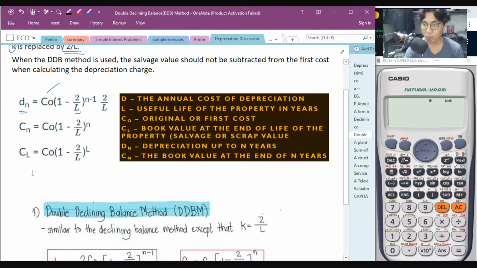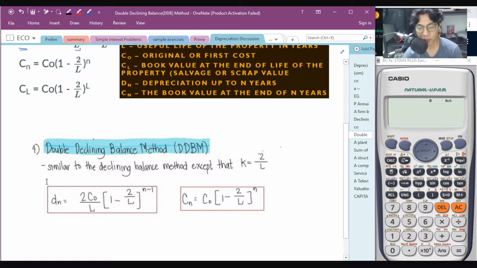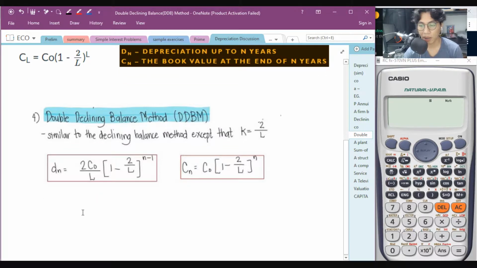Kailan po nagiging book value ang salvage value? Okay? Kailan nagiging salvage value ang book value, rather? So, kapag nagamit na yung kanyang useful years or useful life, yun na yun. Magiging salvage value yung book value niya doon sa year na yun, nung useful life. Okay? So, mas maganda to, we have to apply it into different problems. So, I have here one problem.